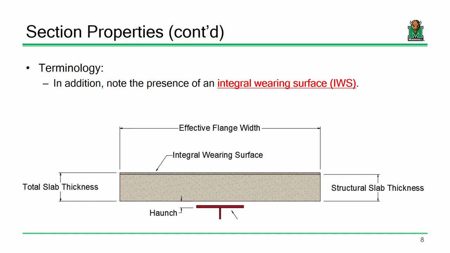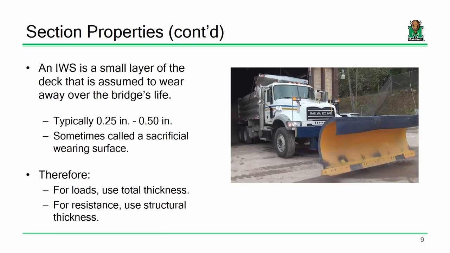I want to talk a little bit now about this concept of an integral wearing surface, because if you notice, I've got two slab thicknesses. I've got a total slab thickness and a structural slab thickness. The difference is that the structural slab thickness is a tad thinner, and it's a tad thinner by this integral wearing surface. The reason for including this is over time we tend to assume that a small little layer of that concrete deck is going to go away, okay? And there's a number of reasons. Just general wear and tear, that's a big reason.